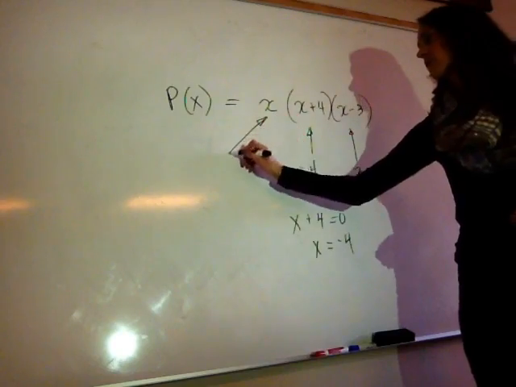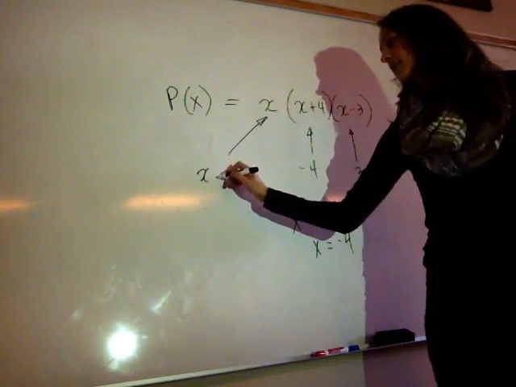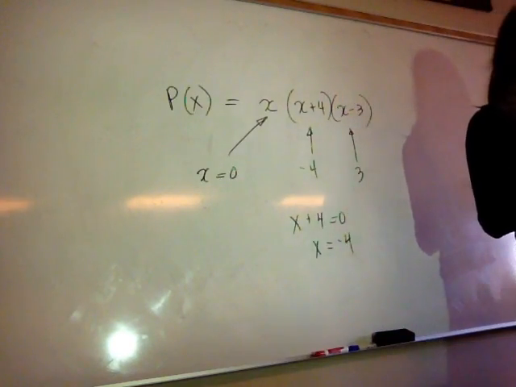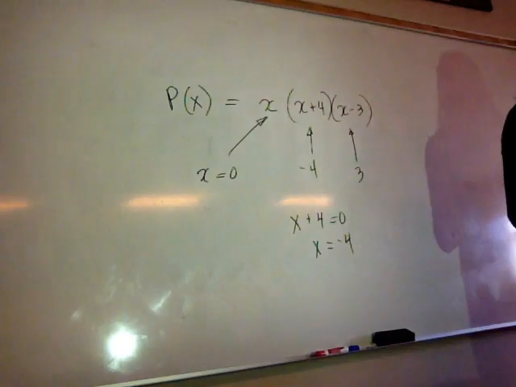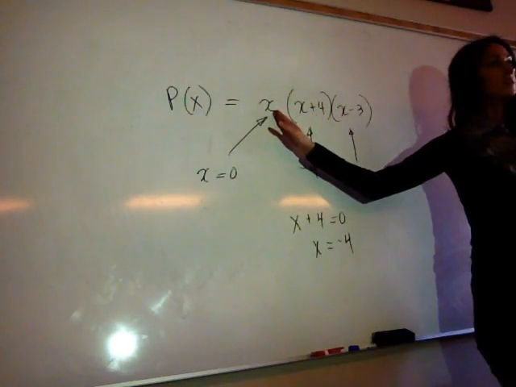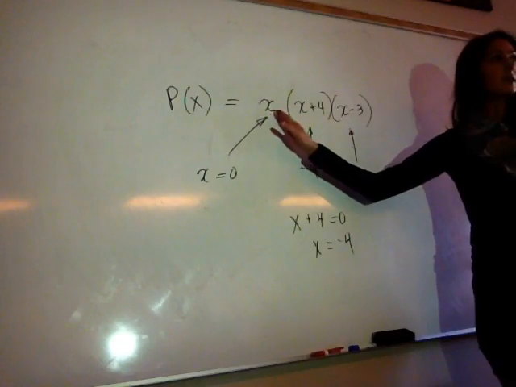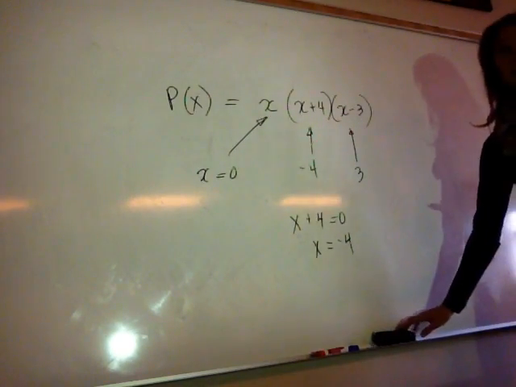The same goes for a single factor x. You have to set that factor equal to 0 and isolate the x. Well, we're already done. Our 0 is 0. Our x-intercept is 0. So if you ever have a factor that is just a single x, the 0 or x-intercept will be 0. Does that help a bit, Justin?